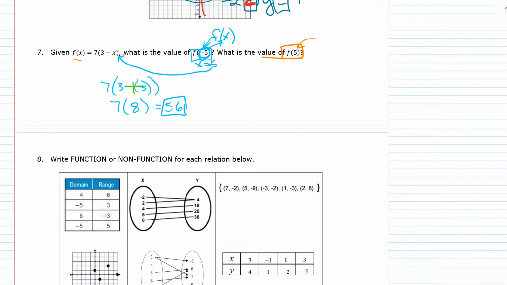So we plug it in, use the same equation. F of 5 is equal to 7 times 3 minus, parentheses, 5. 7 parentheses 3 minus 5, this time is -2. 7 times -2 is -14.